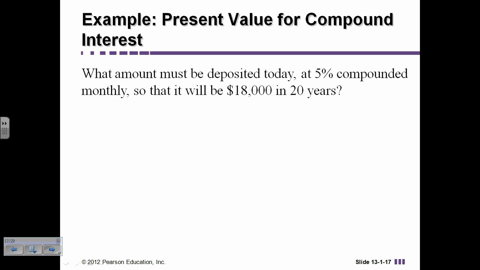So let's look at another one. What amount must be deposited today at 5% compounded monthly, so there will be $18,000 in the bank at the end of 20 years? Okay, so this is again a problem where we're looking for the amount of principal. So compounded monthly is 12 times a year.